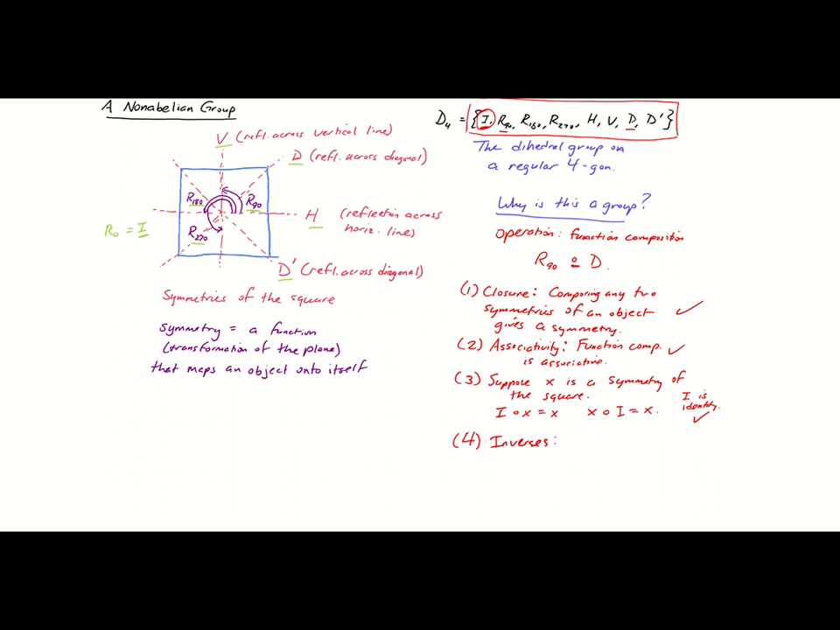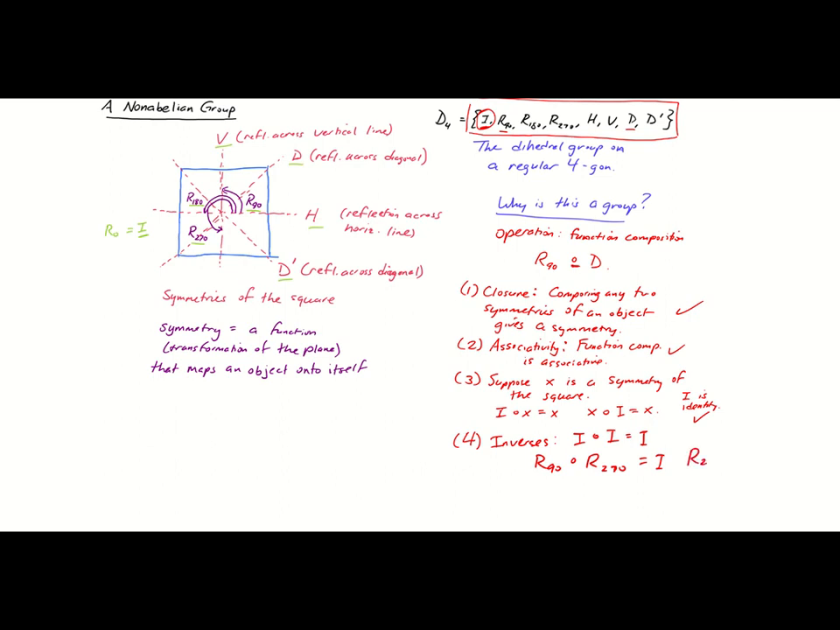Okay, well, first of all, I know that I composed with itself will be I, so I has an inverse. What about R90? I think that if I compose R90 with R270, then I'm rotating clockwise by 90 degrees. I'm rotating by 270 degrees counterclockwise. Remember, this one goes first, and then by 90 degrees more. So I'm rotating by a total of 360 degrees. That's the same as if I did nothing at all.